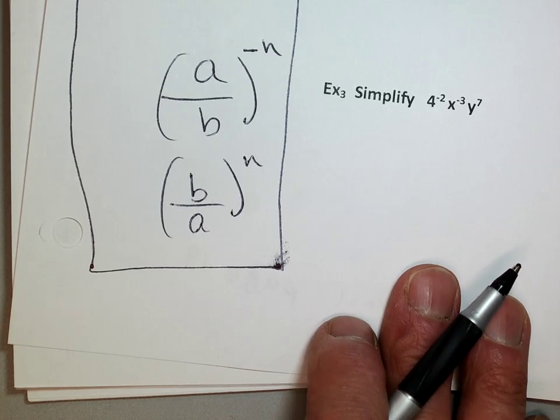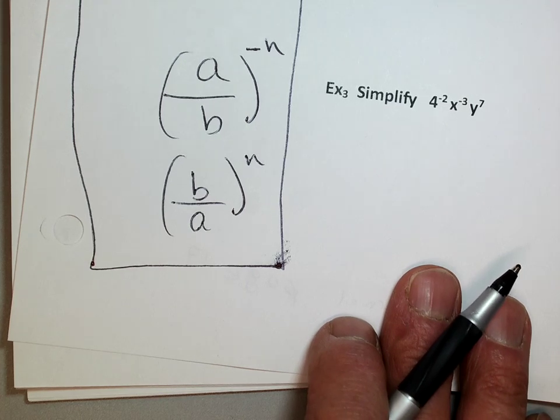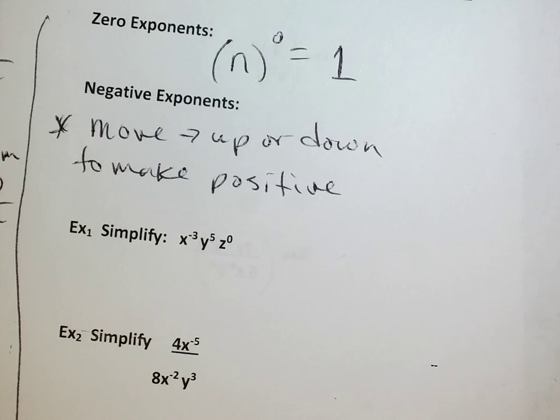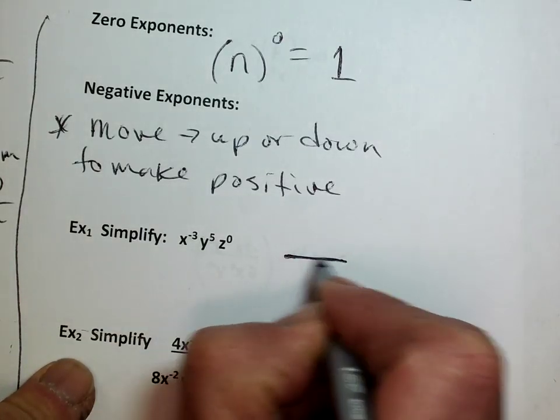I don't want to go too fast. So when I look at example 1, we're ready. When I see negative exponents, if I got to move them up or down, I'm thinking fraction. So I write a fraction line. Example 1: I see a negative exponent, so I write a fraction line. Just start with a fraction line.